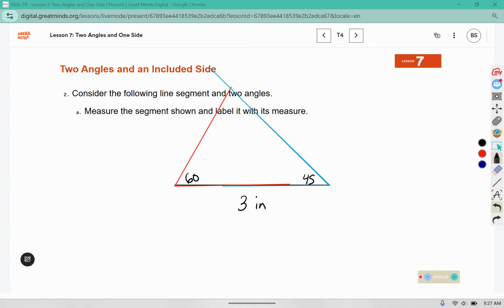Then F says, do you think your triangle is identical to the triangles constructed by your classmates? Well, it's possible that your classmates put the 45 over here and the 60 on this side. But that would just be the flipped over version of this triangle. We could reflect it like a mirror and we would still get the same triangle.